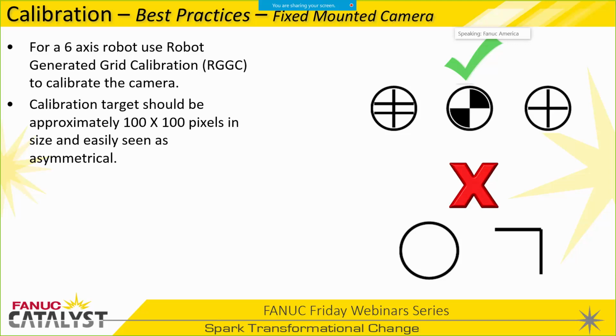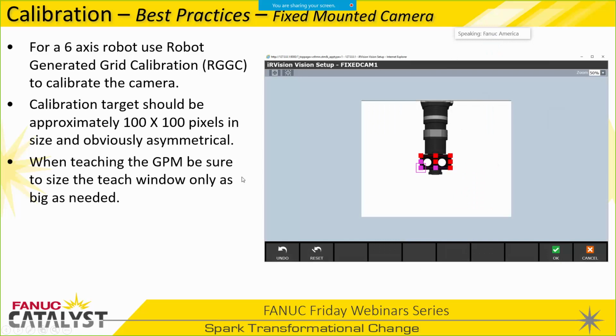The calibration target used for the robot generated grid cal, here are some examples. You want it to be large enough that the vision system can find it easily. A good rule of thumb is 100 by 100 pixels, depending on your field of view. And it needs to be obviously asymmetrical. Now, a perfect circle can work. It does work, I've used it, but you're really not supposed to. You're better off using something that has some obvious asymmetry to it. Otherwise, it could maybe find the origin of the part a little differently if it flips the orientation. So you want something obviously asymmetrical and about 100 by 100 pixels as your target.